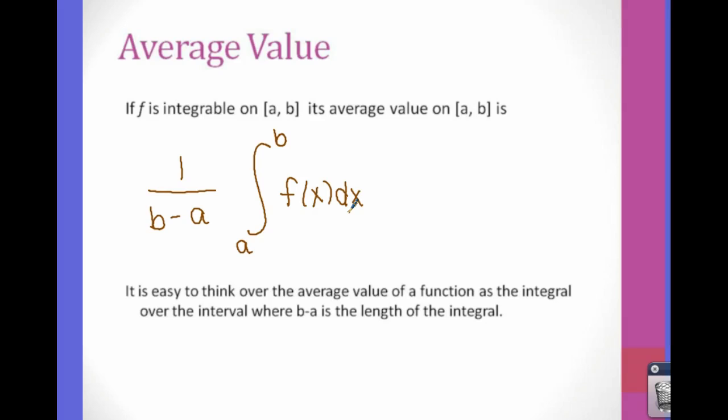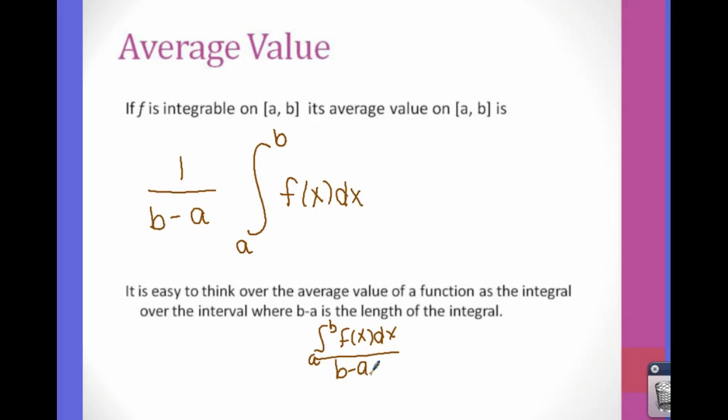So again, it's easy to think of the average value of a function as the integral over the interval, where B minus A is the length of it. So it's the same as saying you have the integral of A to B of f of x dx all over B minus A. So the sum of all the items divided by the number of items. So here's your average.